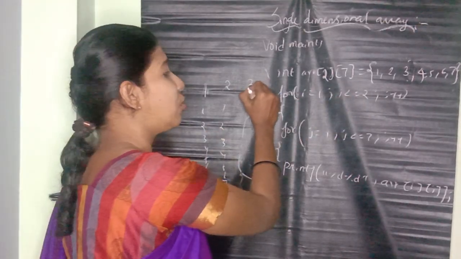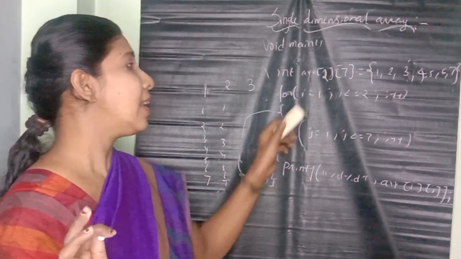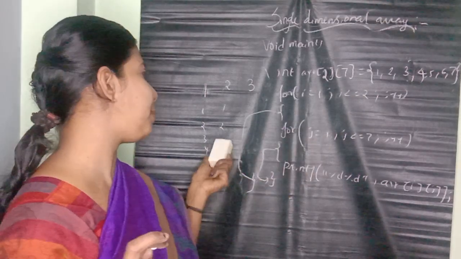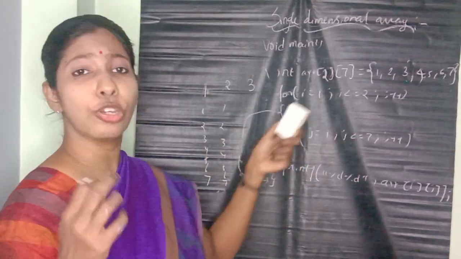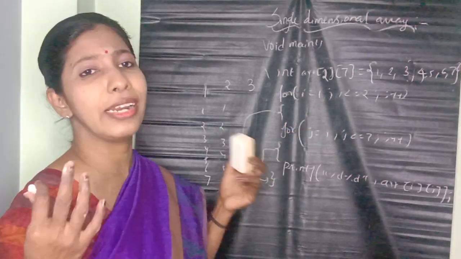What happened? Third group. 3 is less than or equal to 2? No, the condition is false. What happens? I is 1, 1 is less than or equal to 2, yes, true. Condition true, 1 time printing. 2 is less than or equal to 2, yes, true. Condition is true, again printing. Now 3 is less than or equal to 2? No, the condition is false.